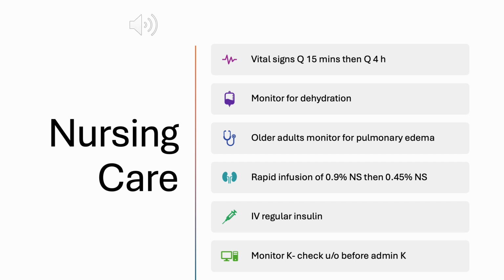Patients are going to need rapid infusion of normal saline, then they're going to switch to 0.45 normal saline, and they're going to need IV regular insulin to get the blood sugar down. You want to monitor the potassium. Early on, the potassium is probably going to be high in both conditions for different reasons. Check the urine output before administering potassium. Look for signs and symptoms of high potassium, and then once that is corrected, low potassium.